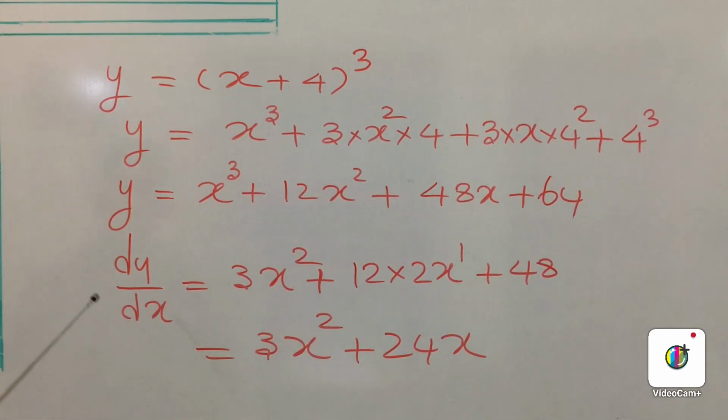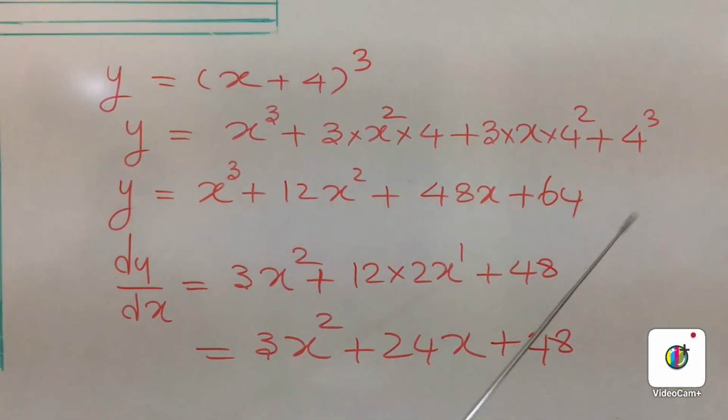Now you can differentiate this, dy over dx. It is 3x squared. This, you should take the 2 in front, so 2 into 12 into x over 1. Here when you differentiate 48x you get 48, and the differentiation of a number is 0. Therefore you can simplify this one. 3 into x squared. Here 12 into 2 is 24x. Finally you should write the 48. Therefore this is the answer: 3x squared plus 24x plus 48.